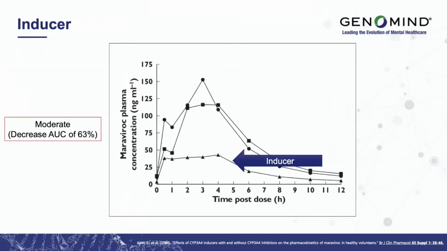Now, if we look at inducers, it's just the opposite. So in this case, we're looking at medication for HIV. Don't worry about what the medication is, but with this medication by itself, we get the AUC curve with the black dots right here. And then when you add an enzyme inducer, you see the AUC with the triangles. So there's a significant decrease in blood levels with a moderate or major inducer.